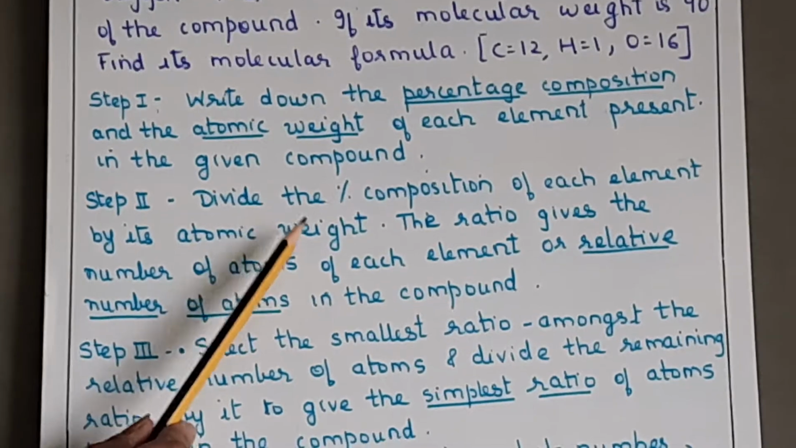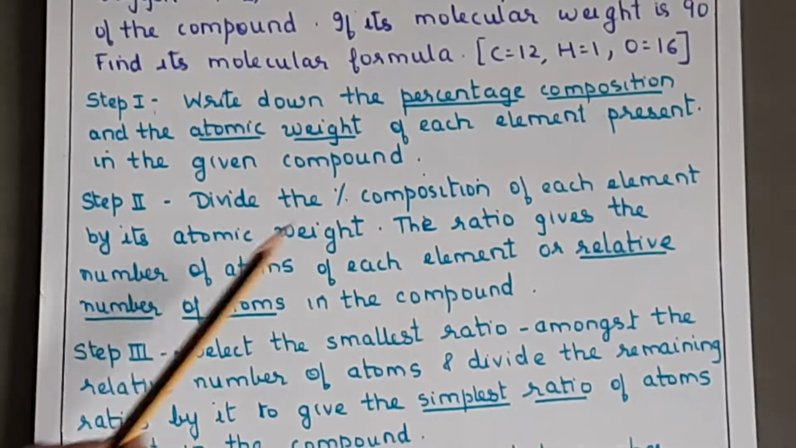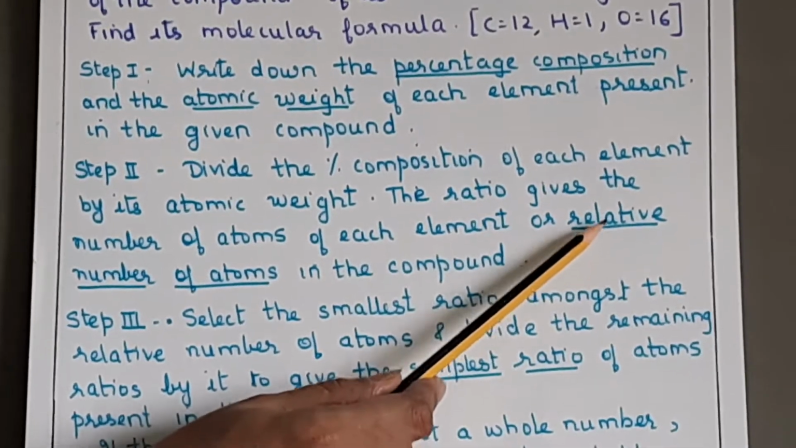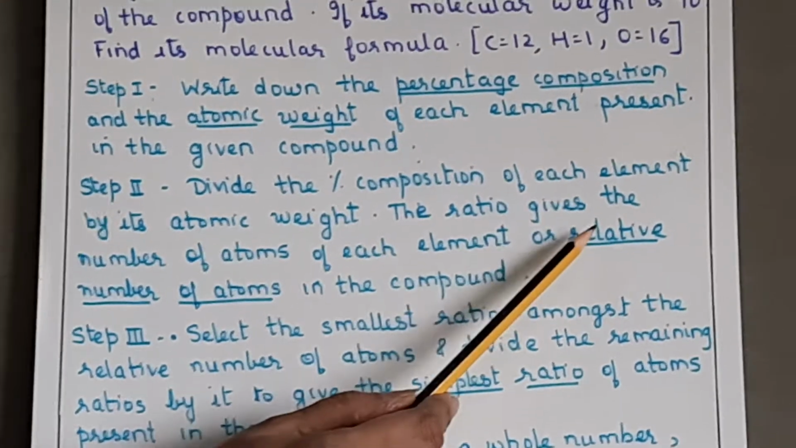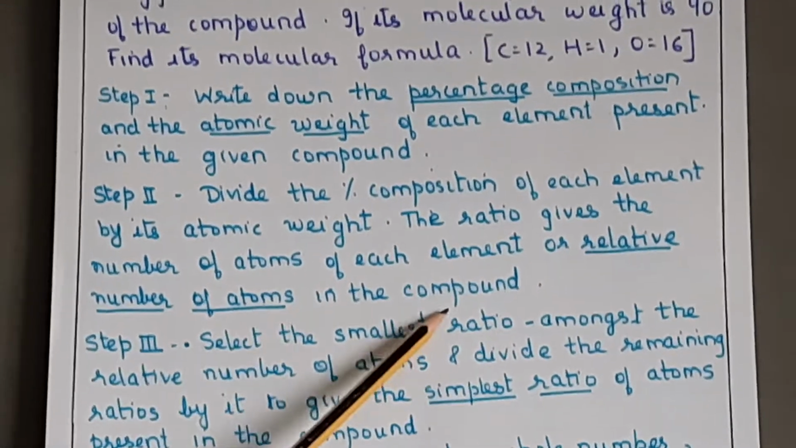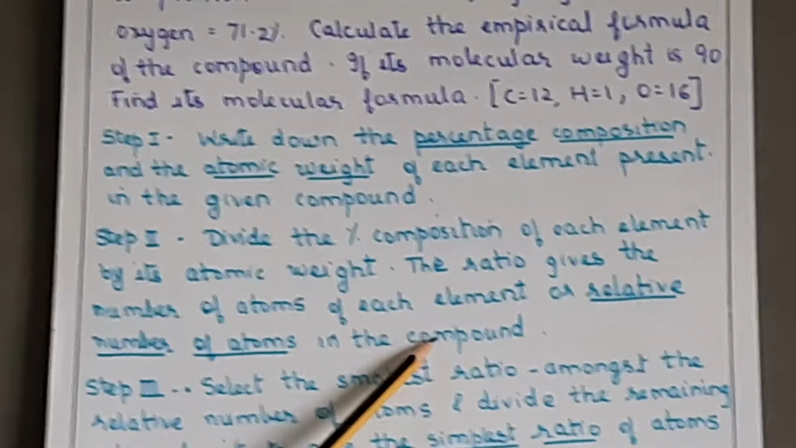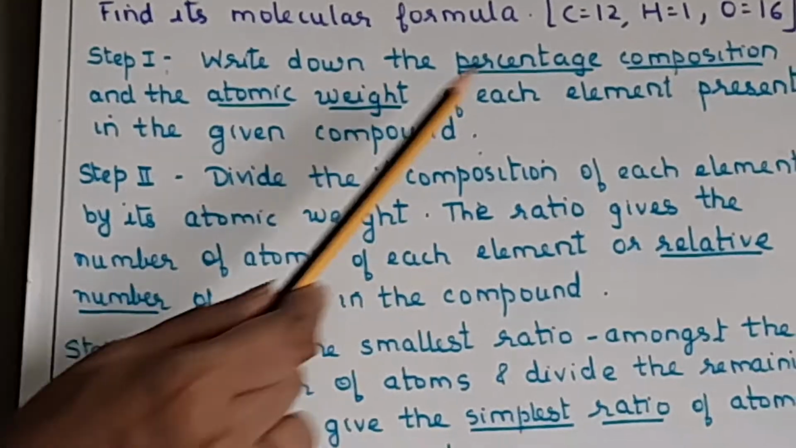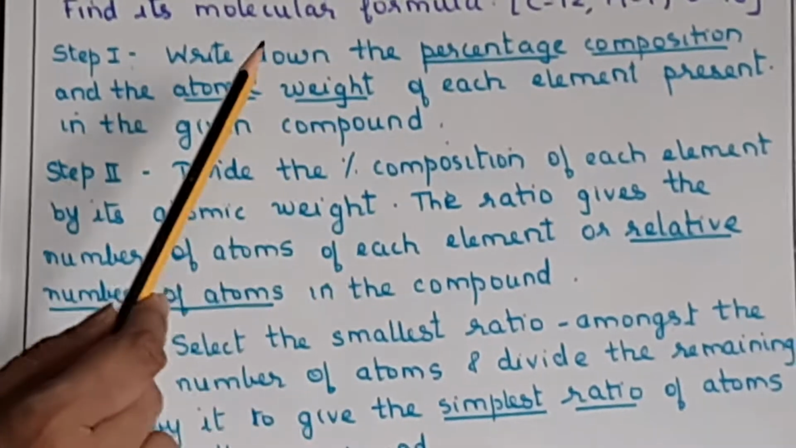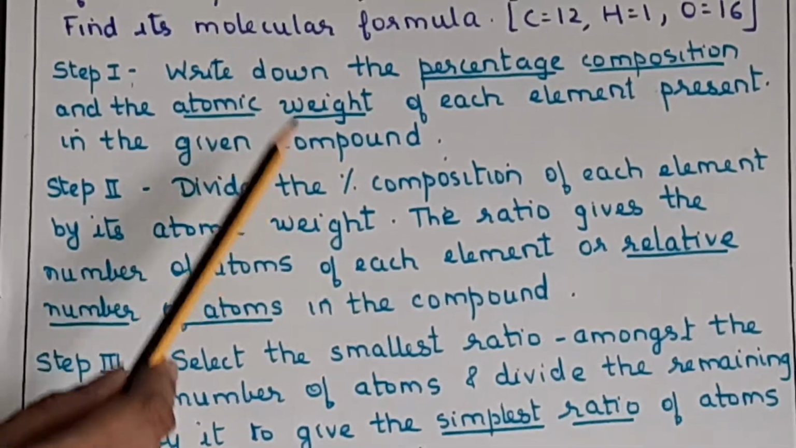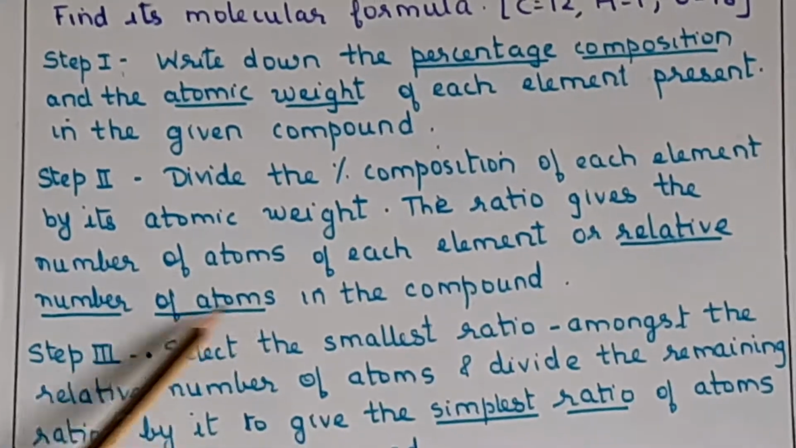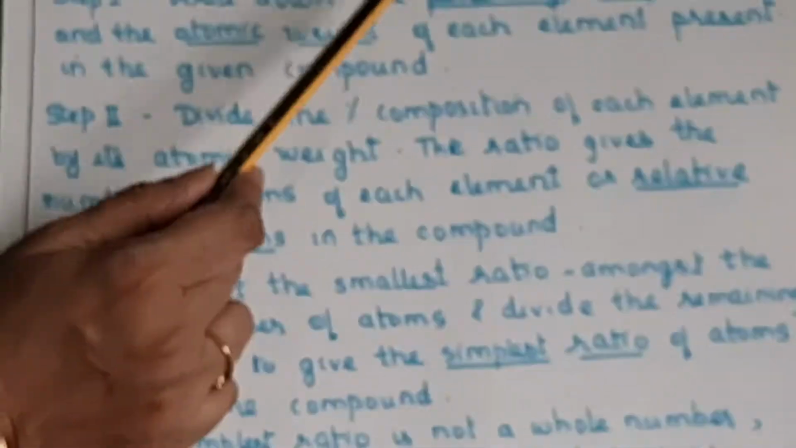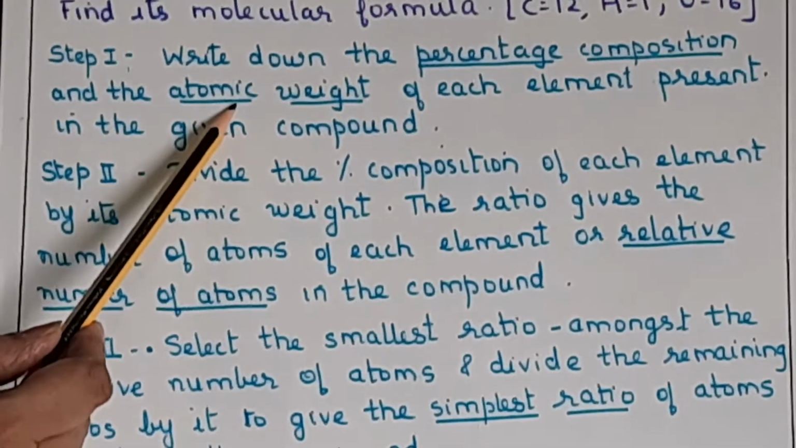Now when you divide that, the ratio will give you the number of atoms of each element, or the heading to that column will be the relative number of atoms in the compound. Okay, so that will be your second step. So first column will be element, second column percentage composition, third column will be atomic weight, fourth column will be relative number of atoms in the compound. And how do you obtain that? By dividing the percentage composition with the atomic weight.